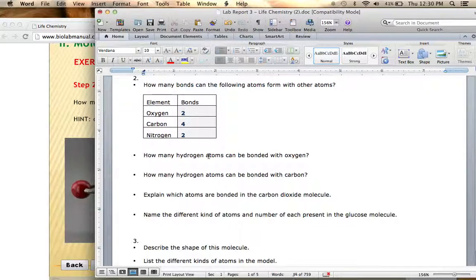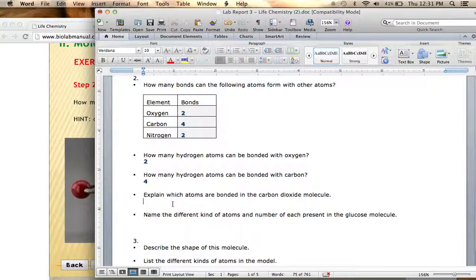How many hydrogen atoms can be bonded with oxygen? We know that oxygen can form 2 bonds, so therefore 2 hydrogen atoms can be bonded with oxygen because each hydrogen atom is basically 1 bond apiece. How many hydrogen atoms can be bonded with carbon? Well, carbon can form 4 bonds total. If each hydrogen atom is equivalent with 1 bond, then that's a total of 4.